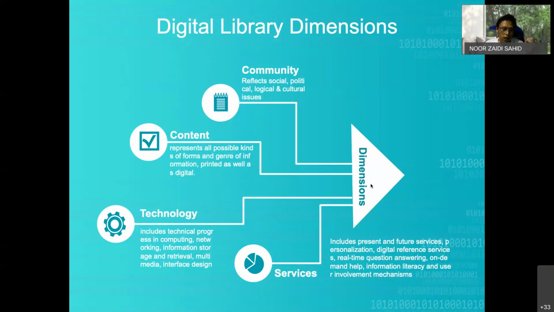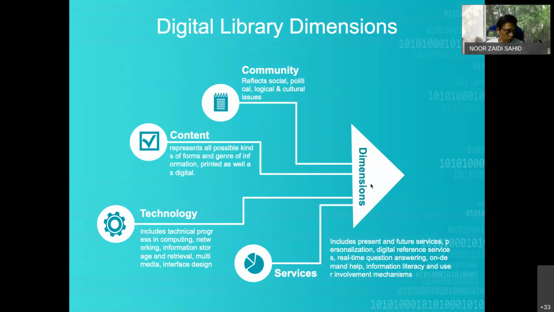Next, number 3, technology includes technical progress in computing, networking, information storage retrieval, multimedia, and interface design. So dimensi ini pun perlu ada bagi digital library. You need to study the computing technology. You need to know the networking capabilities.